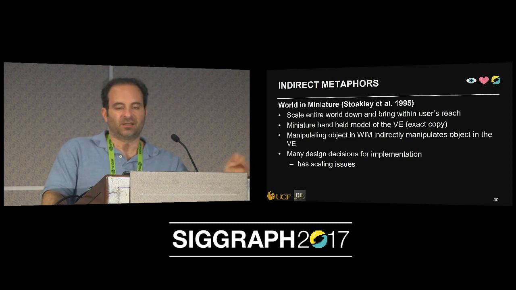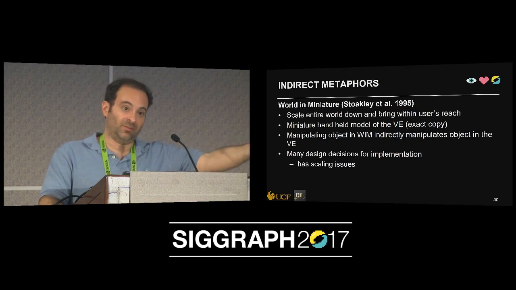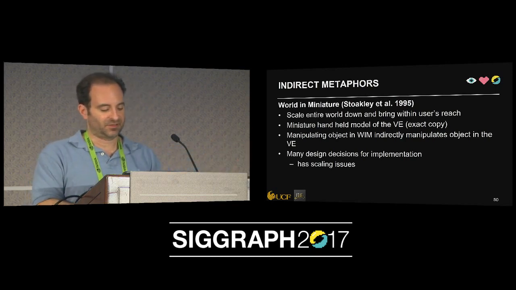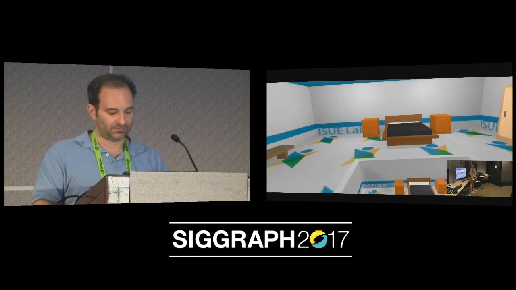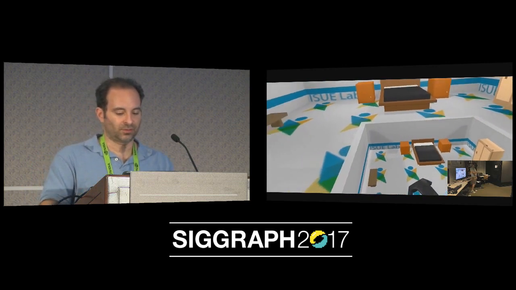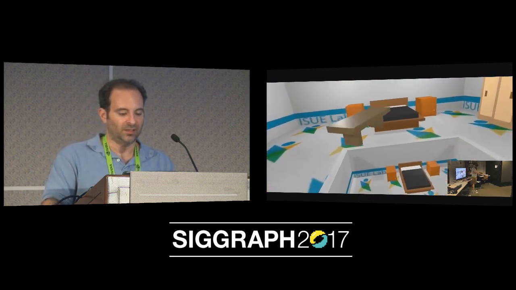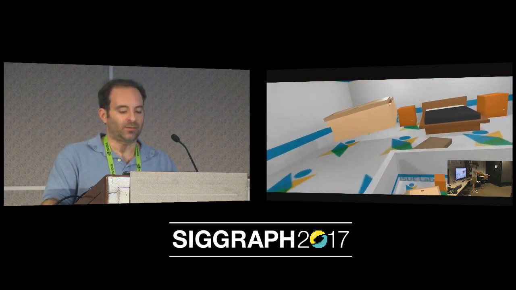But when you manipulate the object in the WIM, in the world in miniature, directly or indirectly, you are manipulating the object in the real world. And as I said, there's a lot of design decisions when it comes to world in miniature. But here's a video of it. So right there's the world in miniature, and when I select the indirect proxy, the actual object that I want to move, I can manipulate.